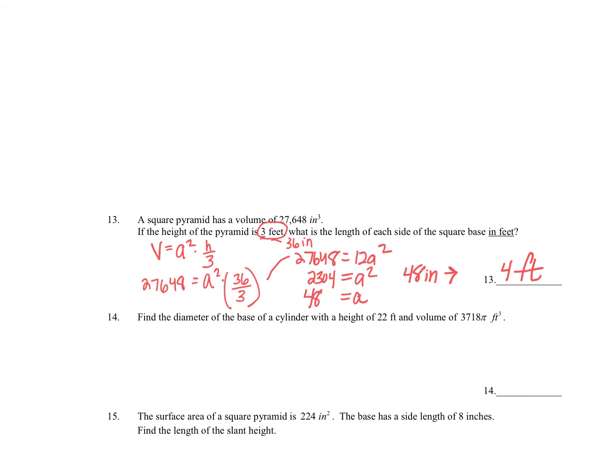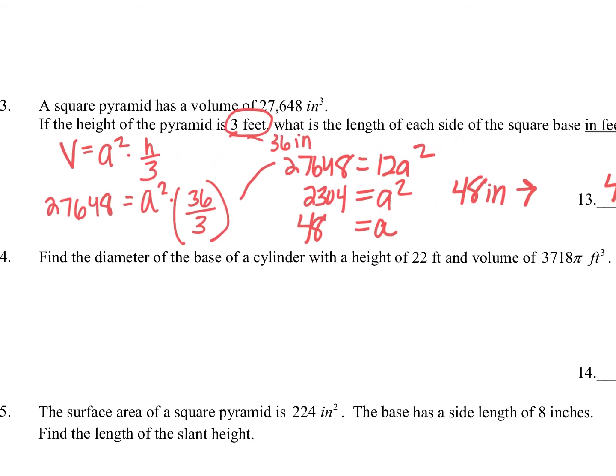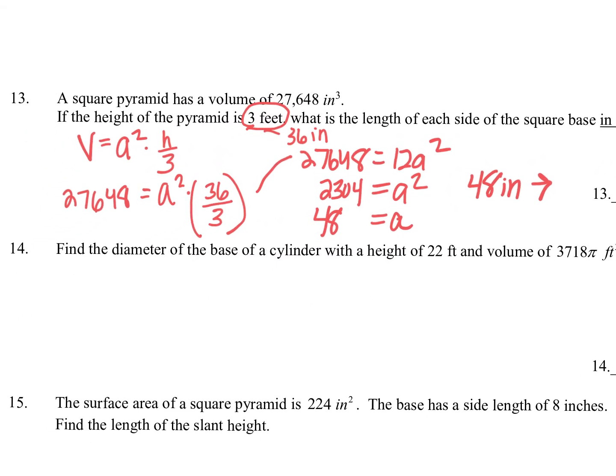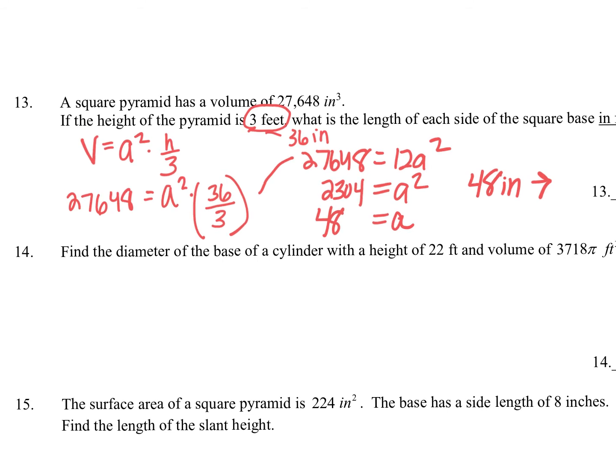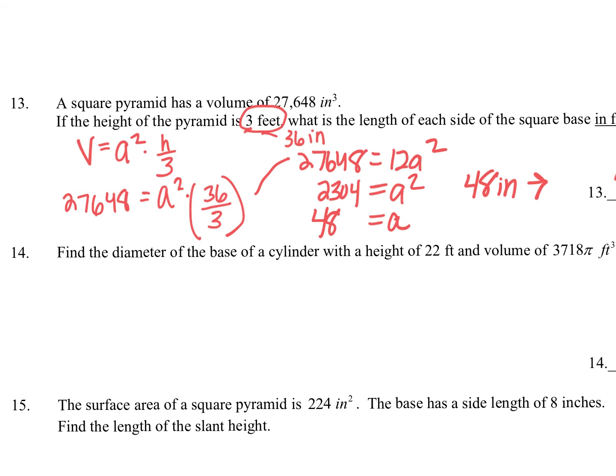Okay, and then number 13. So I started with the equation for the volume of a square pyramid. And so looking at that, volume is equal to the base edge squared times the height divided by 3. And so if we look at substituting in here, there is our volume. I'm going to put that in.